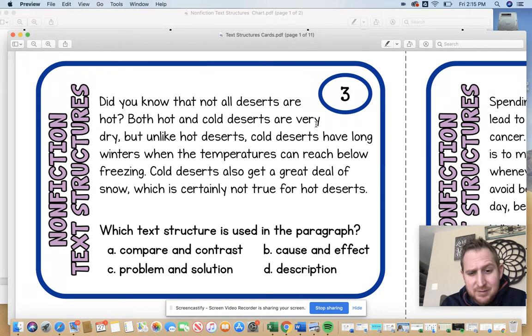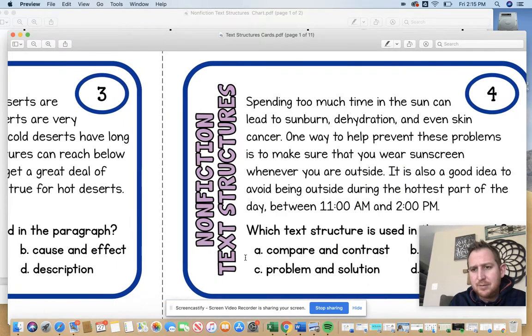So if we're looking at this, we're comparing 2 different things. Okay, there are similarities between the 2 deserts, but also differences. So the text structure is compare and contrast, similarities and differences.